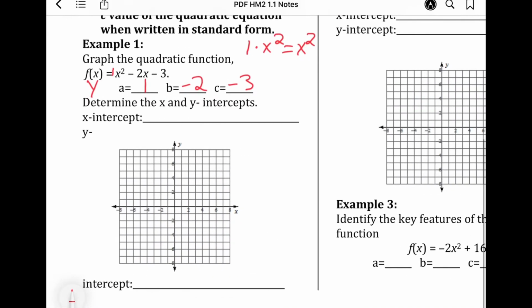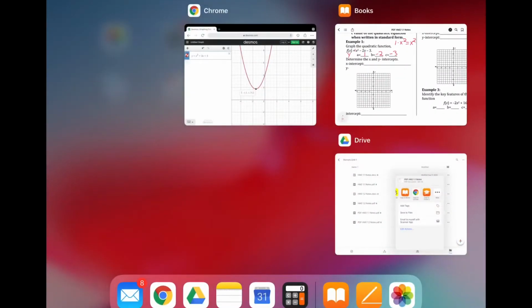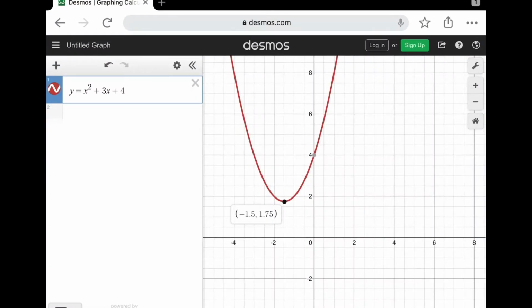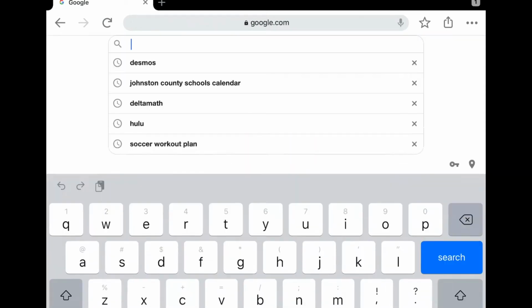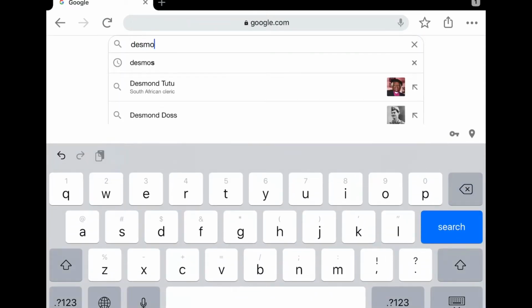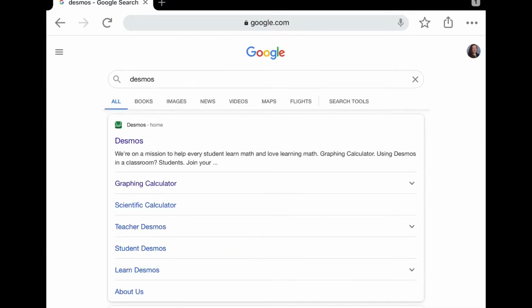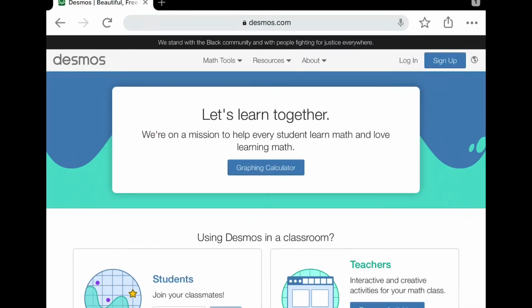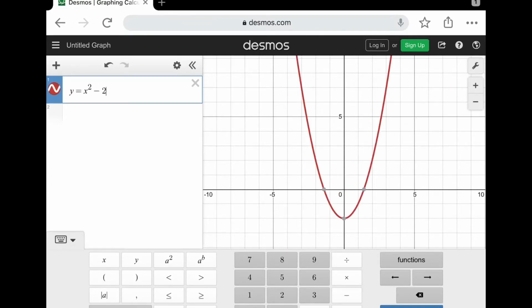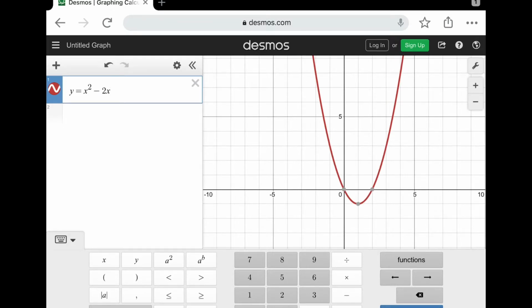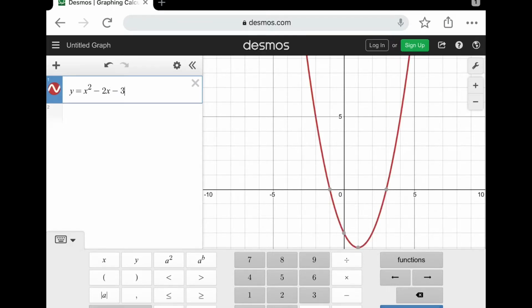So let's find what our x and y intercepts are. I'm going to use Desmos. How you found it is going to Google, type in Desmos, hit the first one that shows up, hit graphing calculator. So I'm going to type in my function y equals x squared minus 2x minus 3.